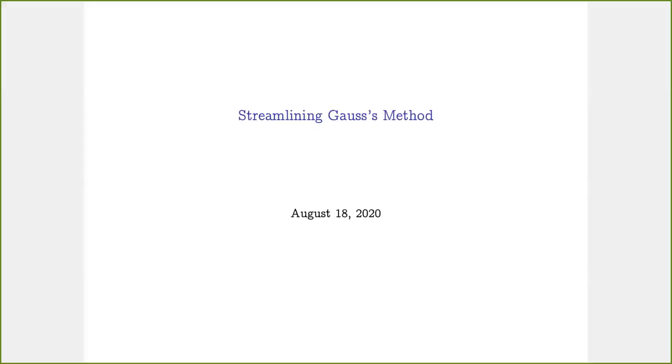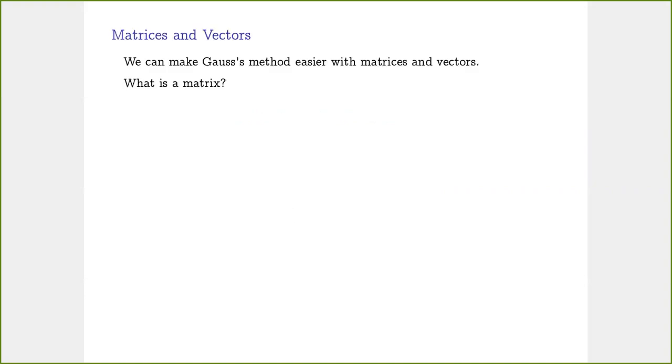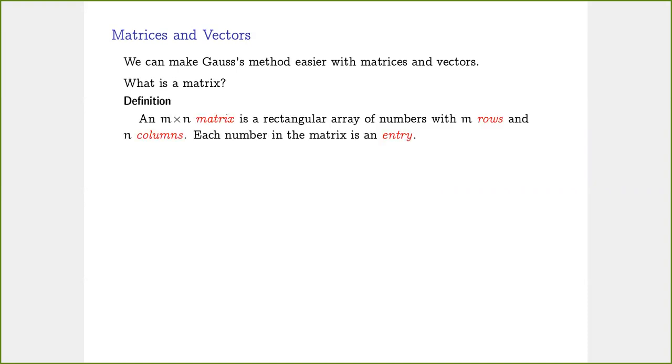Let's see how to make Gauss's method easier to carry out. We're going to do that with matrices and vectors. So let's introduce matrices first. What is a matrix? Well, an m by n matrix is a rectangular array of numbers with m rows and n columns. Each number in the matrix is an entry.